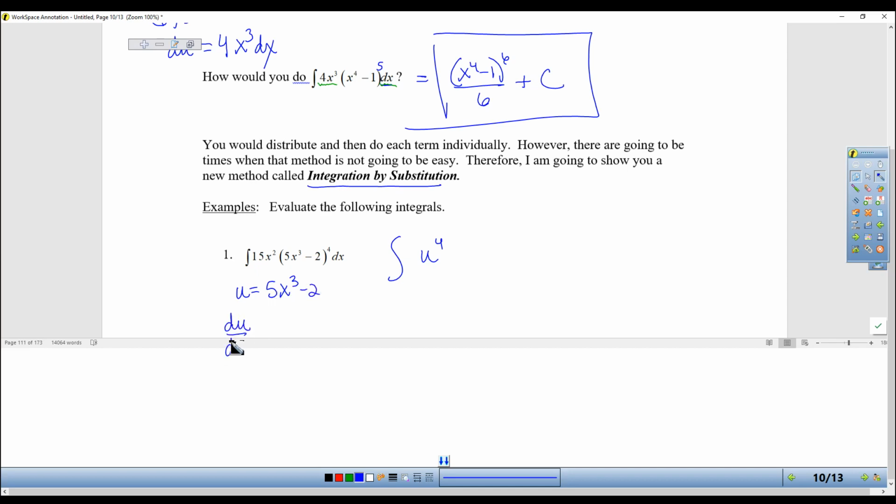The derivative of u with respect to x is 15x squared. The 2 goes away. And then I'm going to write it as du. I'm going to clear the fraction. 15x squared dx. So here's my integral. This whole piece is going to become u to the 4th. And then this 15x squared dx, I'm going to write as du.